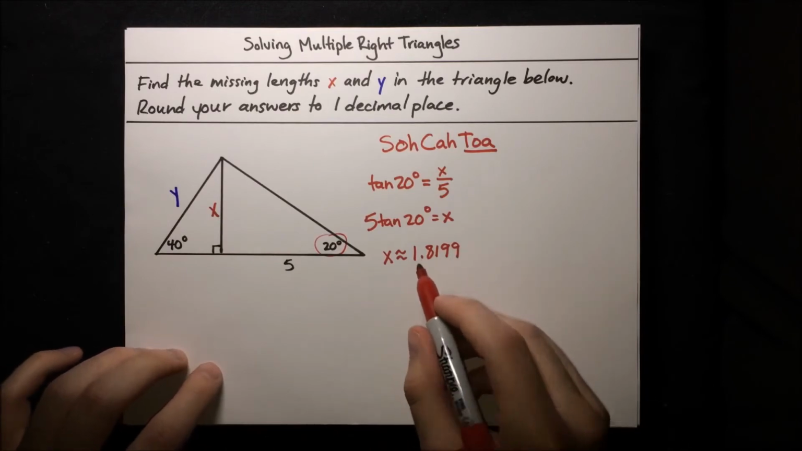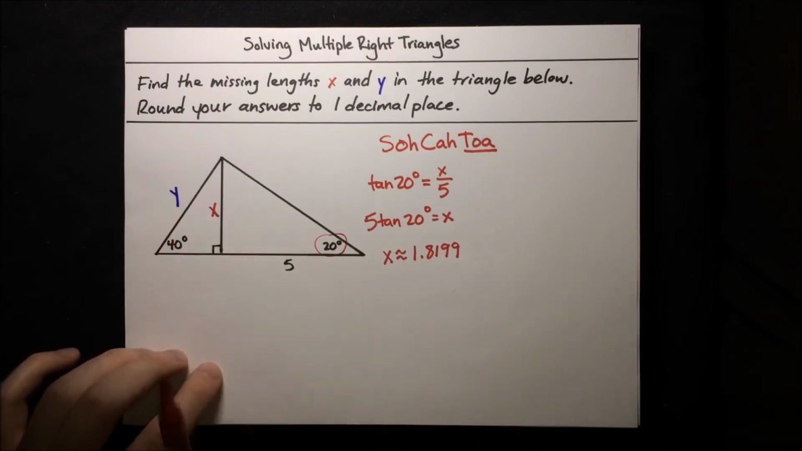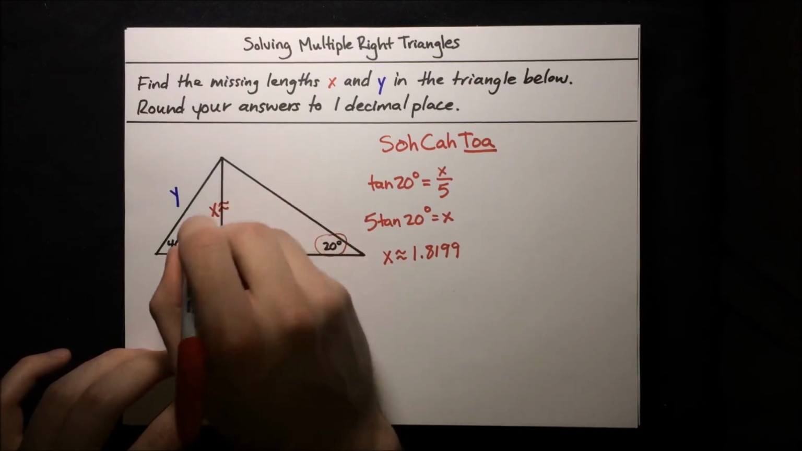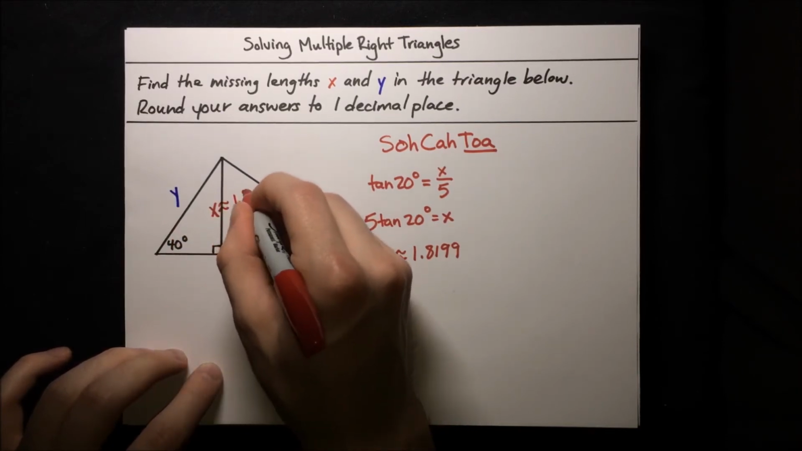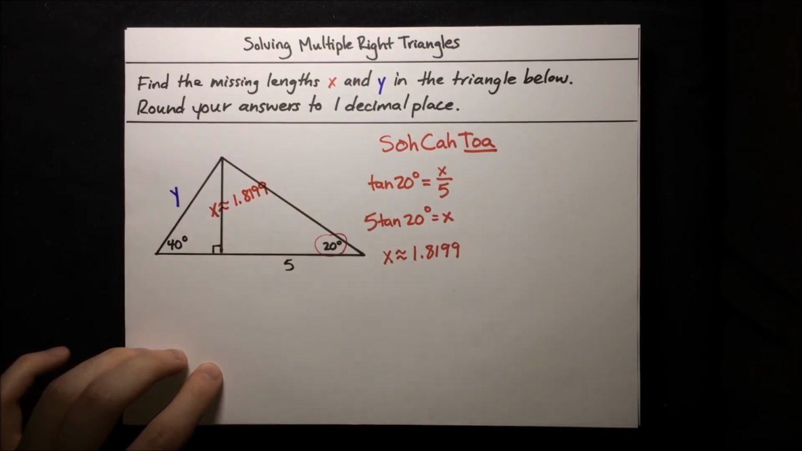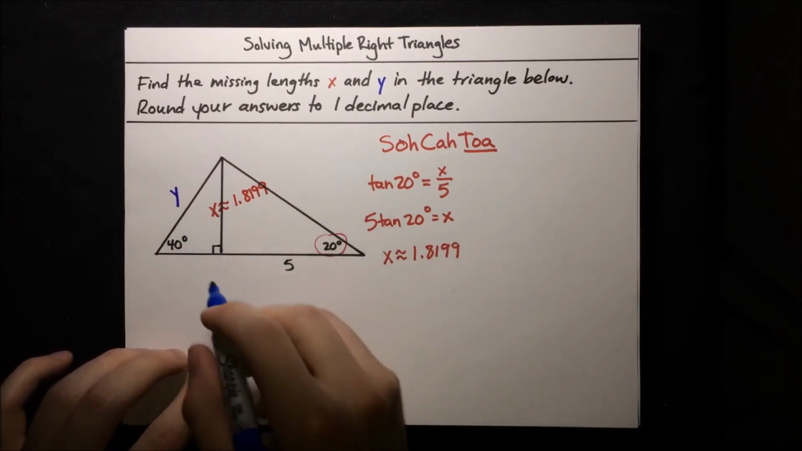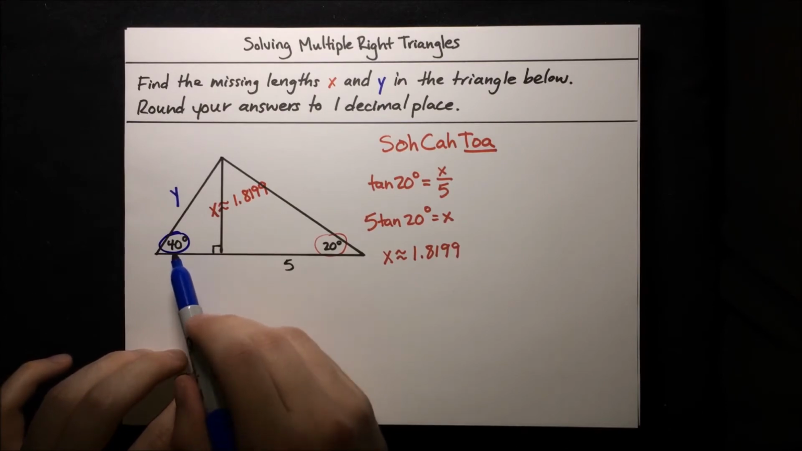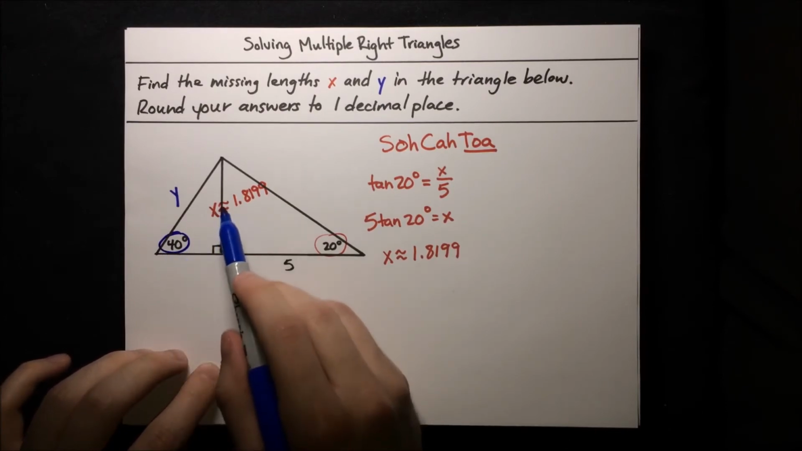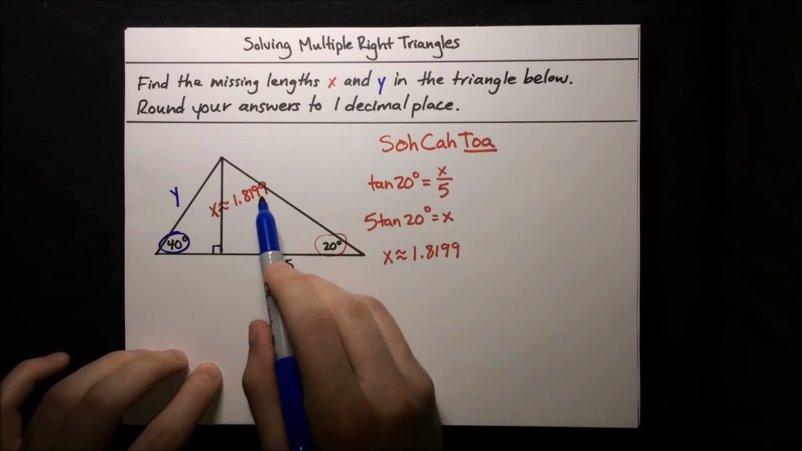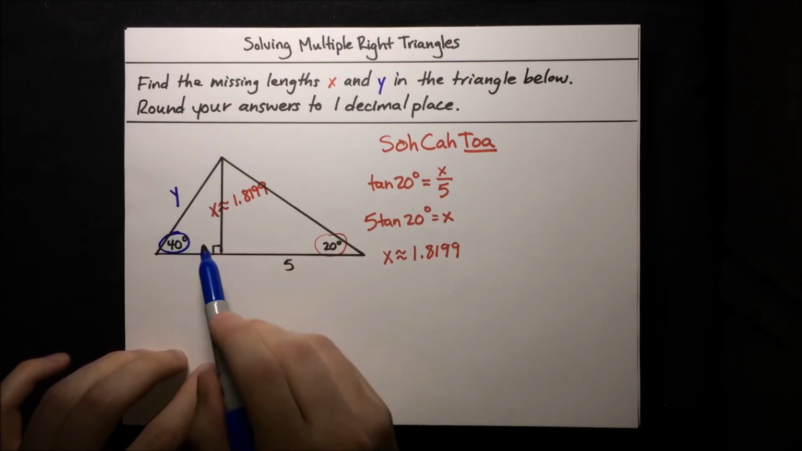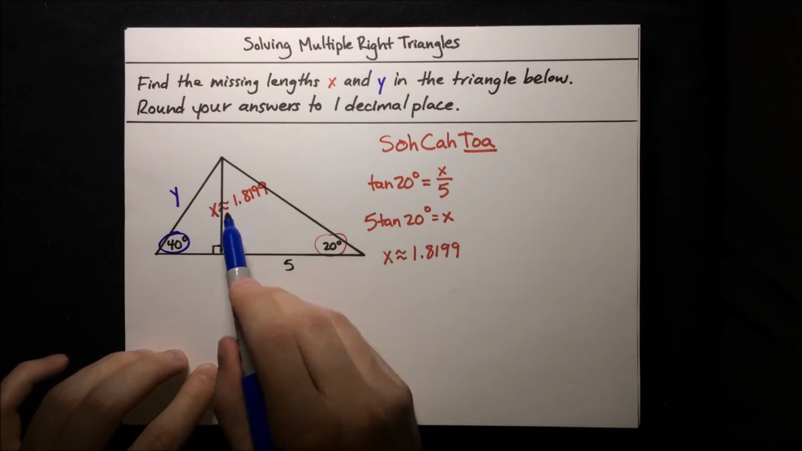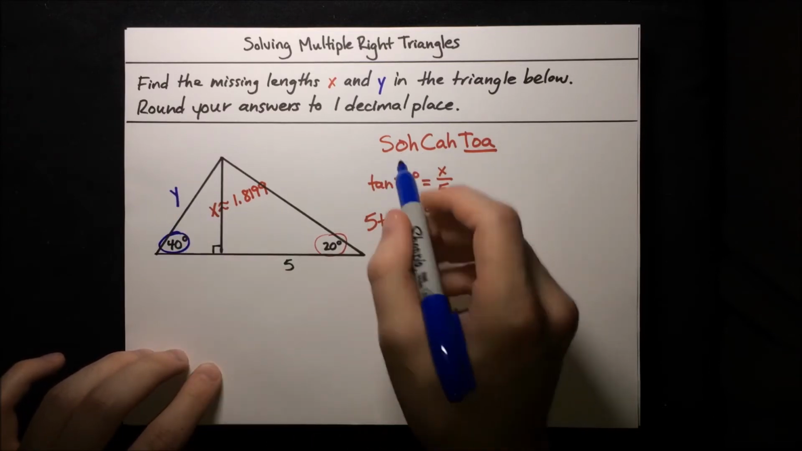Okay, so we've got x, now it's time to solve for y. To make it easier for us to visualize what's going on, let's go ahead and write that value in the diagram, 1.8199 for x. Now when we're solving for y, we're looking at this 40-degree angle. And we want to relate two sides with a trig ratio. We know this side, which is x, that's just 1.8199, and we're looking for y, so we want to choose the trig ratio that involves opposite and hypotenuse. So that's going to be sine.